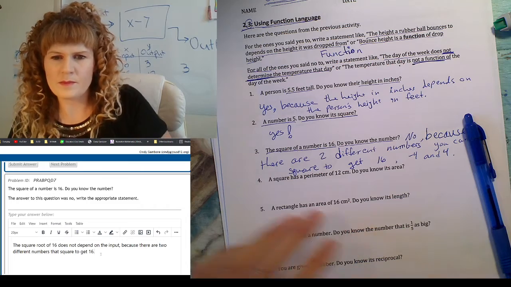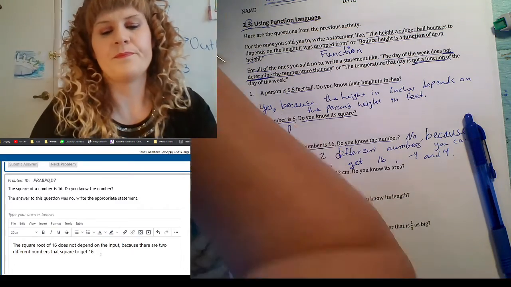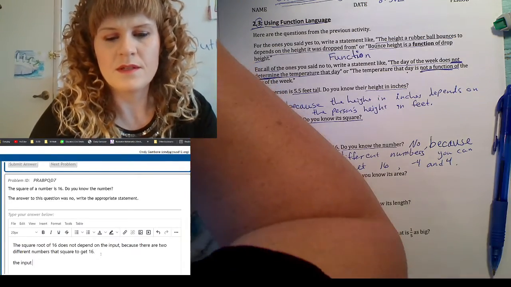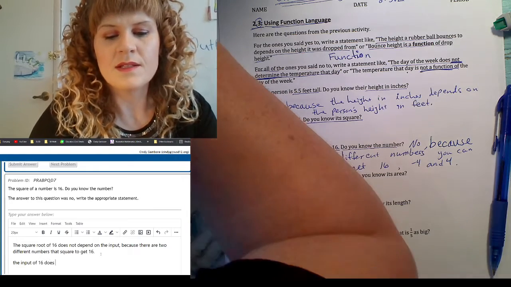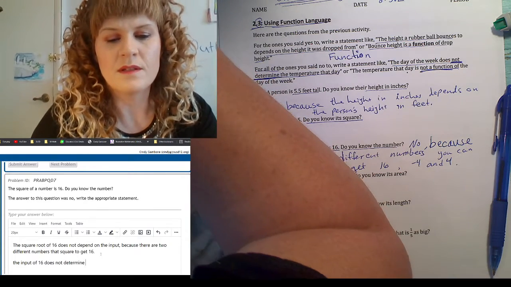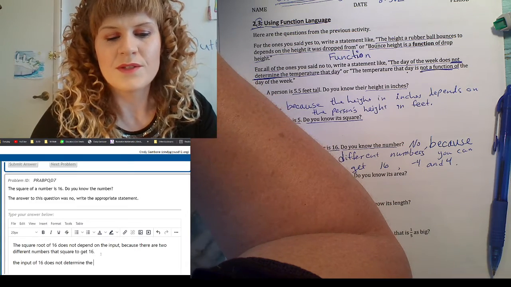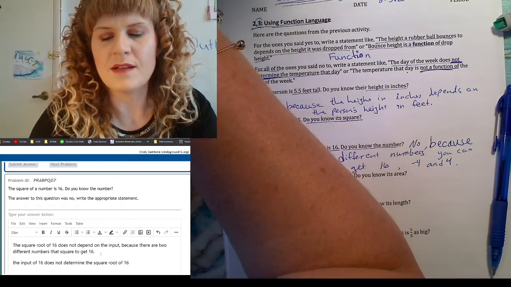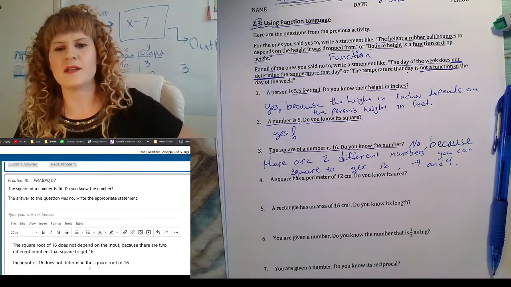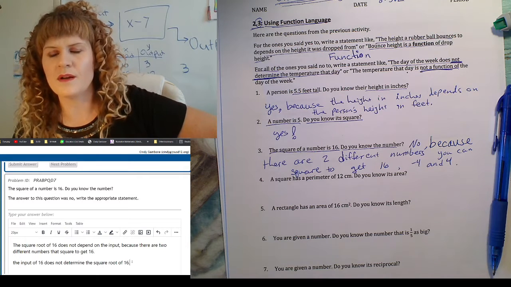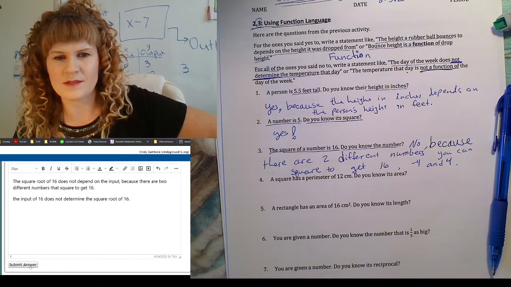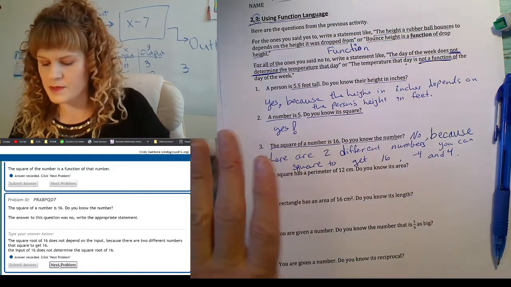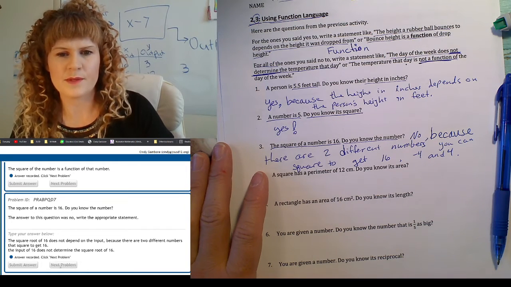You know, I'm going to write this one more time. I think I can do a better job. The input of 16 does not determine the square root of 16. That's another way to say it. The input of 16 does not determine the square root of 16. That's because there's two different answers. Okay, do your best to say it in your words or copy one of my answers so I know you followed along.